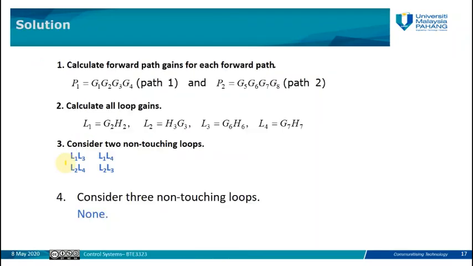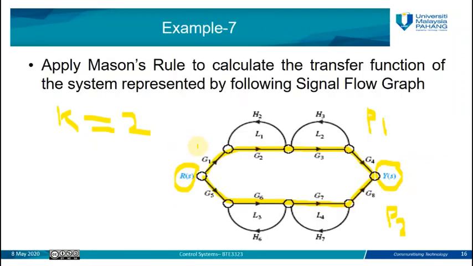We now need to define what P1, P2, delta 1, delta 2 are, and what the value of delta is. In order to find P1 and P2, we need to know the gain of forward path number 1 and the gain of forward path number 2. The gain of forward path number 1 is, if we go here, this is forward path number 1. The gain is the product of all gains of the path. So here we have G1 times G2 times G3 times G4.